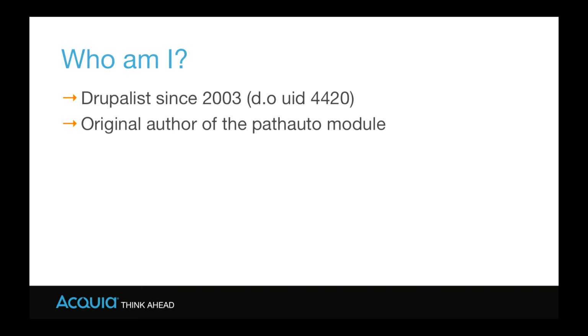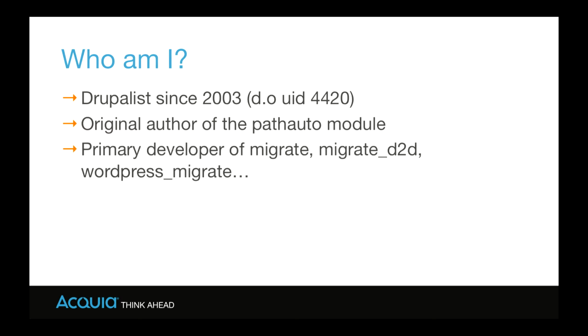So my great claim to fame back in the 4.x days was the Path Auto module. And I imagine most people know that by now. If you're concerned with SEO, you want some nice paths for Google and other engines to absorb and key off of. More relevant today is that I'm the primary developer of the Migrate module and its friends and children, grandchildren, Migrate D2D and WordPress Migrate.